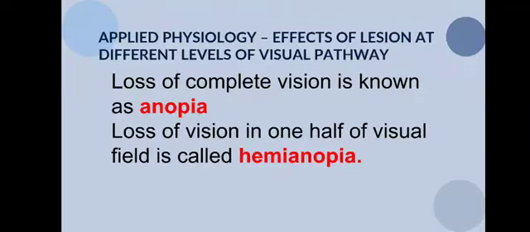Now, coming to the applied physiology, the effect of lesions at different levels of the visual pathway. Two conditions are mainly discussed, anopia and hemianopia. Anopia is complete loss of vision, and hemianopia means loss of vision in one half of the visual field.